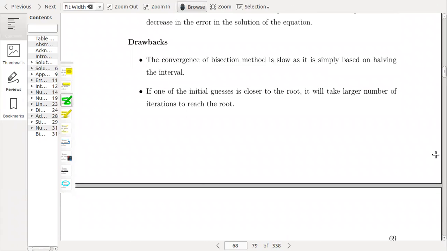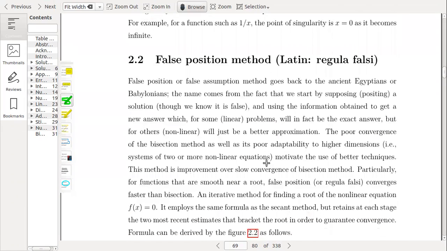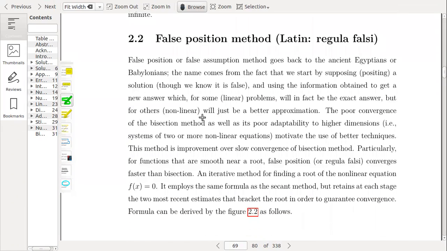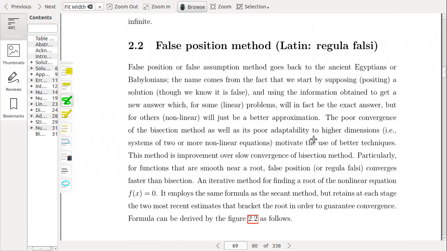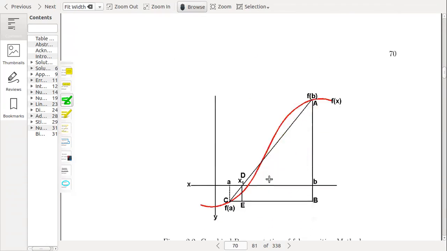Due to these disadvantages of the bisection method, there is the motivation to derive new techniques like the false position method. This false position method is one of the most ancient, older methods. But still it is in use and it is faster than the bisection method.